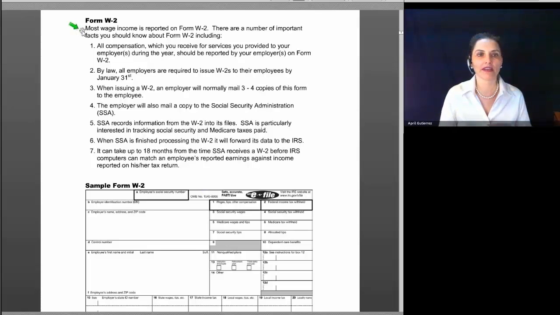Most wage income is reported on the Form W-2, and there are a number of important facts that you do need to know about the W-2, beginning with the fact that all compensation that you receive for services you provided to your employer during the year should be reported on your Form W-2. By law, all employers are required to issue W-2s to their employees by January 31st.